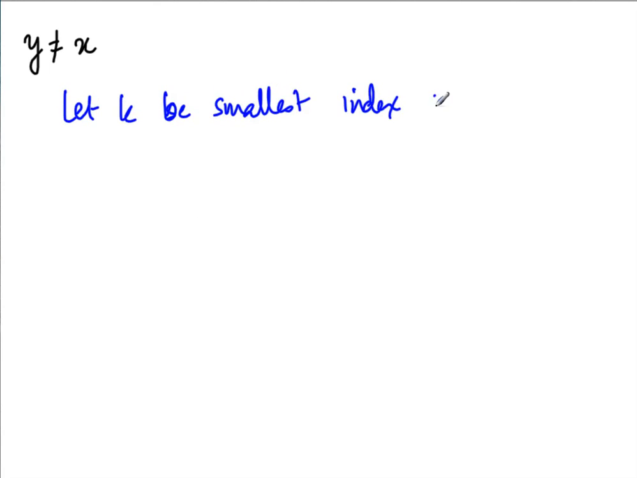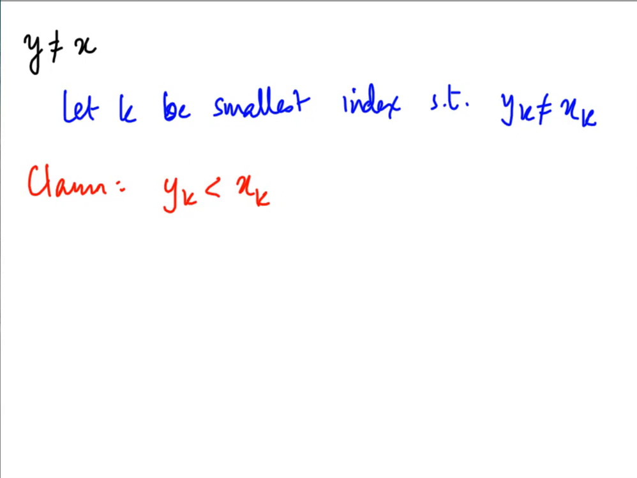So the interesting case, of course, is when y is not equal to x. If y is equal to x, we have nothing to prove because y is optimal, so x is also optimal. So in this case, x and y differ. So let k be the smallest index where they differ. Okay? The smallest index such that yk is not equal to xk. There must be at least one such position, otherwise they will be equal. Now the claim is that in fact yk must be strictly smaller than xk.